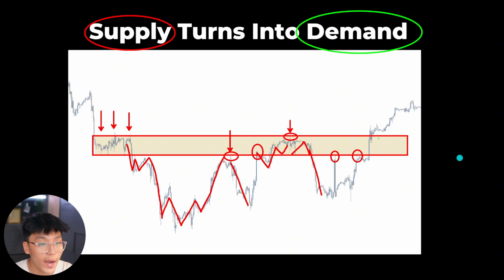And you can see right at the end, this is where we finally have that large leg of displacement. We finally have our break above this supply zone. And now this area can be used as a retest. You can see we have that push back towards the upside. So this is a classic example of what's called your supply turning into demand, or your flip zone.